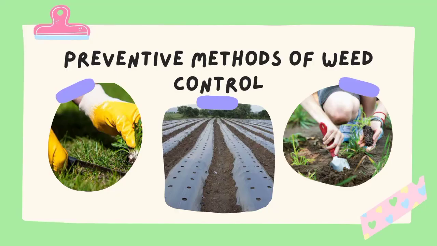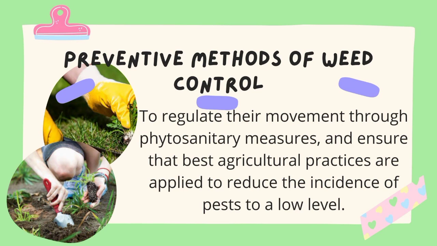First is preventive methods of weed control. It is done through phytosanitary measures and ensuring that best agricultural practices are applied to reduce the incidence of pests to a low level. In weed management, prevention is crucial. A weed infestation that has gone awry and has increased over time may require more expensive control methods. Any method that prevents the establishment of weeds in a pasture or across a farm is considered preventive weed control.